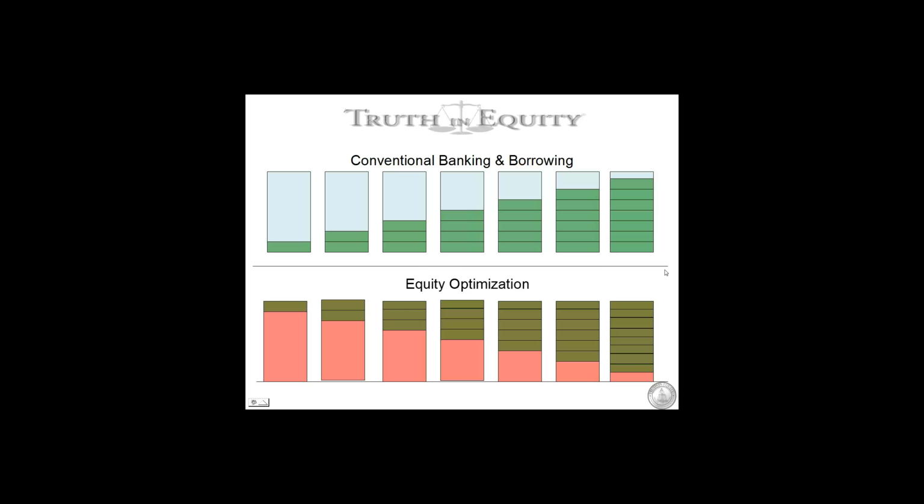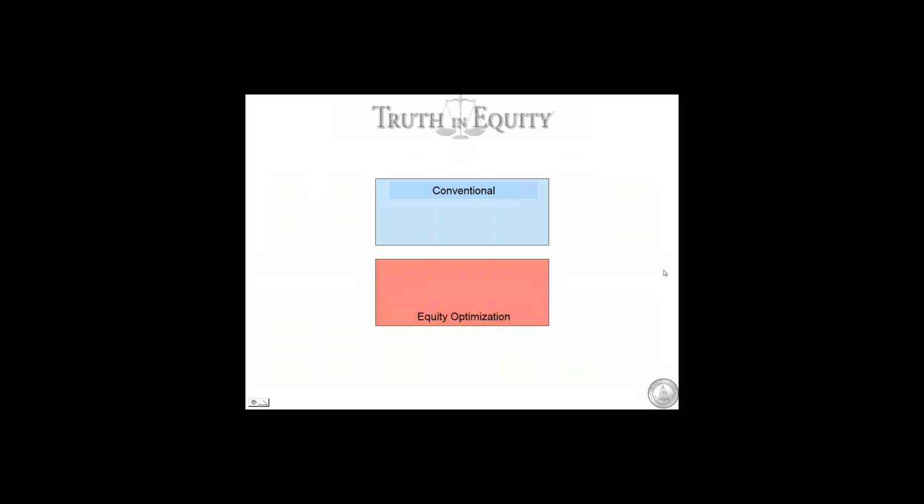Same principles apply below as they do above. So here's another way to look at it. We got the conventional model up on top, regular checking account, equity optimization on the bottom. So here's 1 month, 2 months, 3 months, right? We just have accumulation, surplus, accumulates.